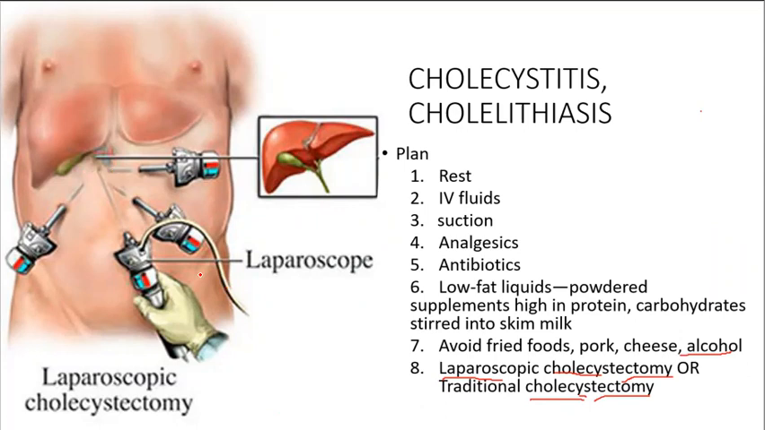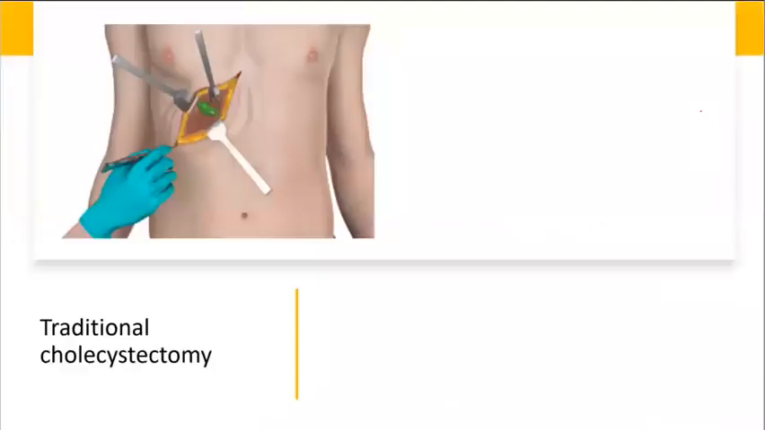Again, for these clients, we might need to keep them nil per oral on the day before the outpatient procedure, because this would be an outpatient procedure, probably in the office or in a surgical center. So we'll need to keep them nil per oral. And post-operatively, you want to monitor for bleeding, which is a possible complication that can arise. And the traditional cholecystectomy would be removal of the gallbladder through an incision.